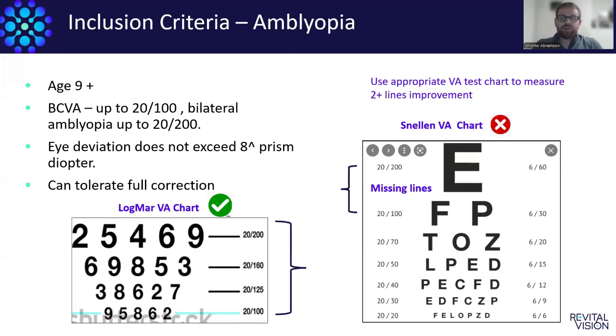Please use an appropriate visual acuity chart that has all the Snellen lines between 20/200 and 20/100 for patients with VA that's lower than 20/100 to ensure that you can appropriately measure the VA improvement results, as seen on the left here with the LogMAR VA chart.